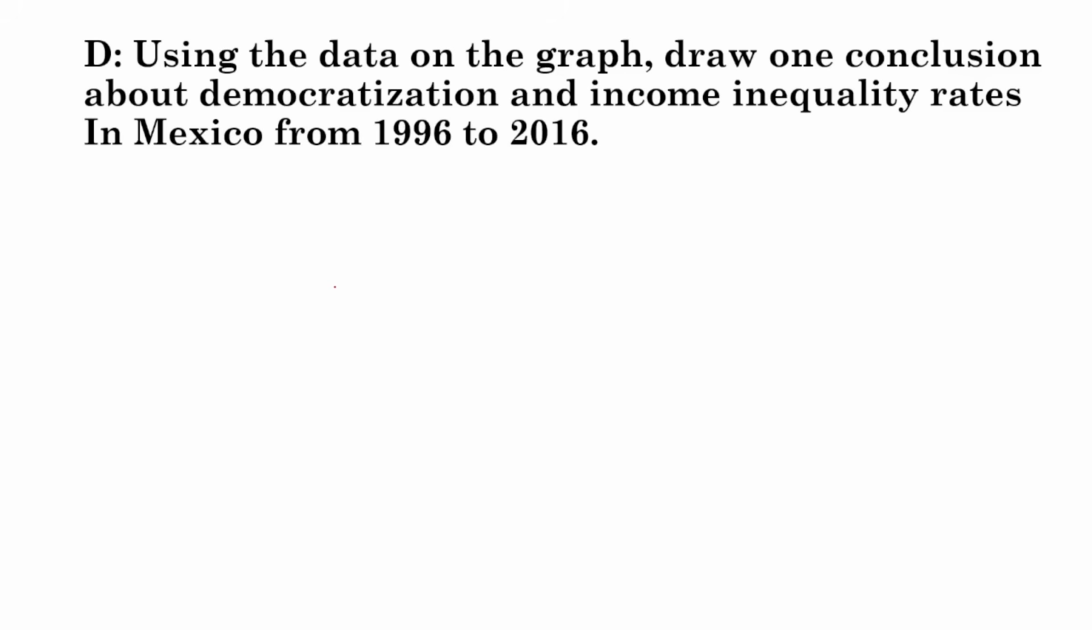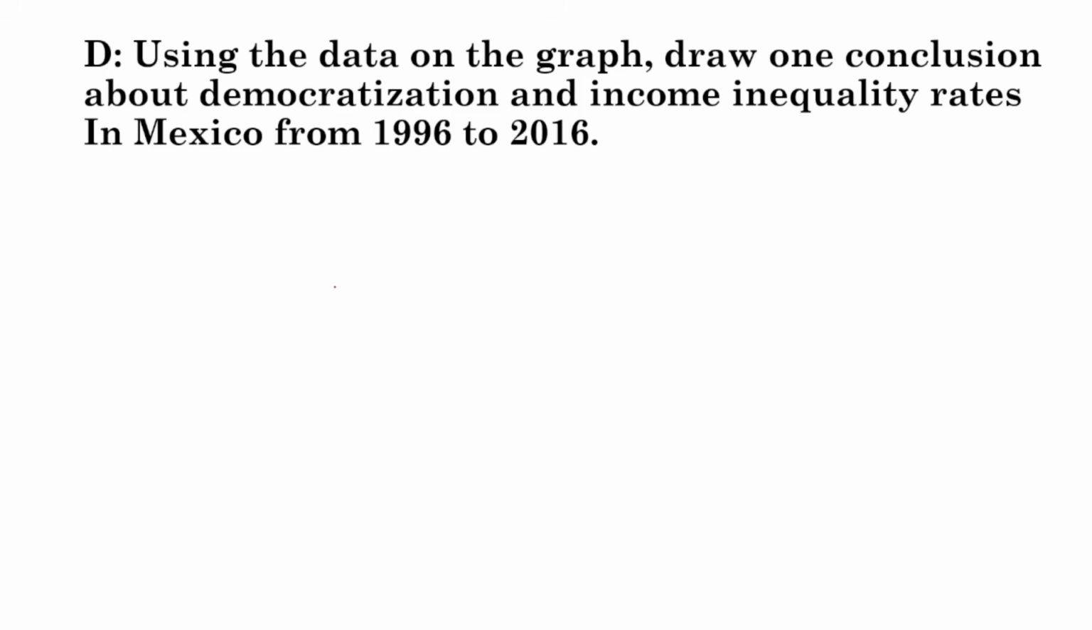Moving on to part D, using the data on the graph, draw a conclusion about democratization and income inequality rates in Mexico from 1996 to 2016. So these seem like straightforward questions, and oftentimes they are, but sometimes these can be very, very tricky. If we remember on the graph, yes, the overall income inequality from 1996 to 2016 has decreased in Mexico. But notice that it's fluctuated. There are periods of increase and periods of significant decrease. And that shows a lot of internal changes within the government and the economic structure of the country of Mexico. So that's something you need to keep in mind when answering this question.